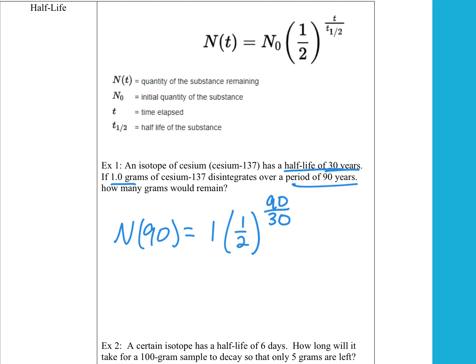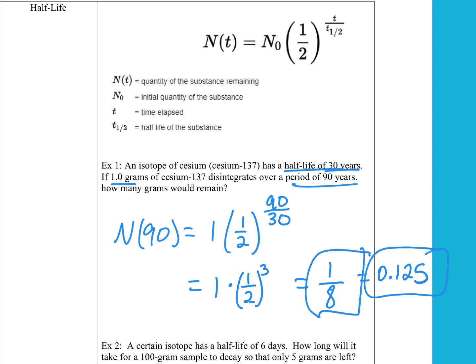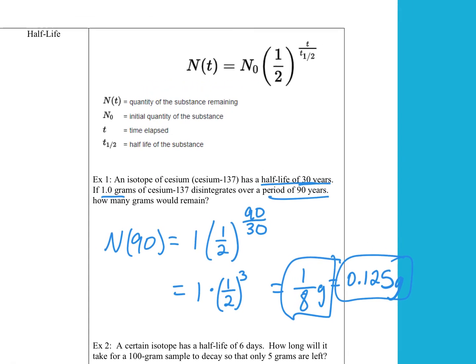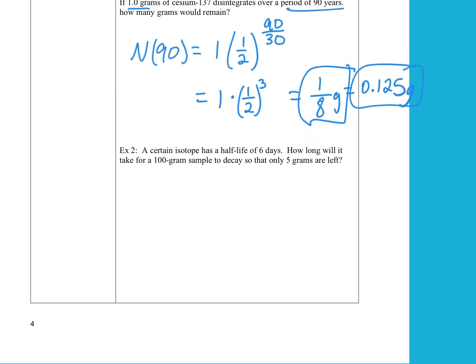What is 90 divided by 30? 3. So you're telling me this is just 1 times 1/2 to the 3rd power, or just 1/2 to the 3rd power? Yes. Tell me what that is. Yep, 1/8 or 0.125. I don't care if you give me a fraction or a decimal. Either way, it's the same thing. Grams. Cool? All right, go ahead and try number 2.